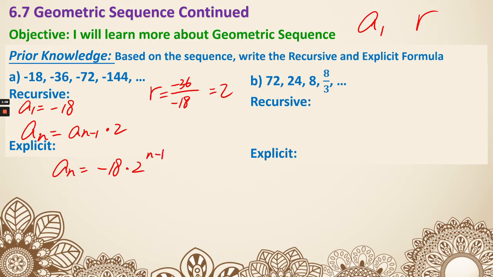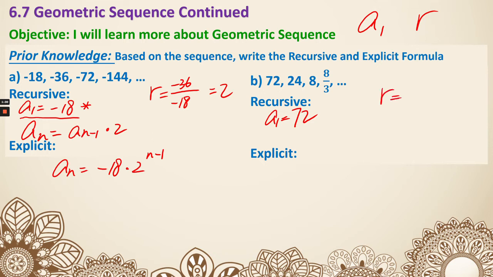Something I want to emphasize again, when you write the recursive formula, make sure you include a sub 1, because that is part of the formula. You have to have that and the relationship between a sub n and a sub n minus 1 to use the recursive formula. Now part B, a sub 1 is 72.